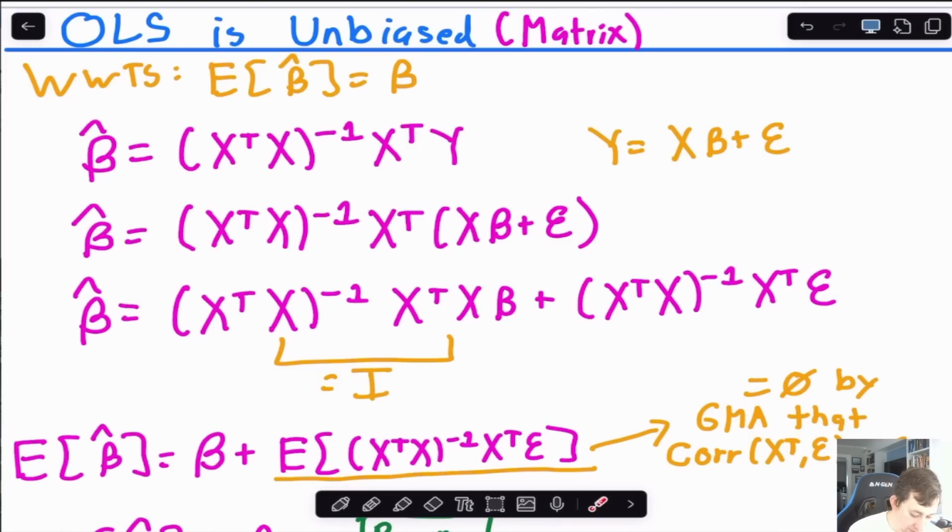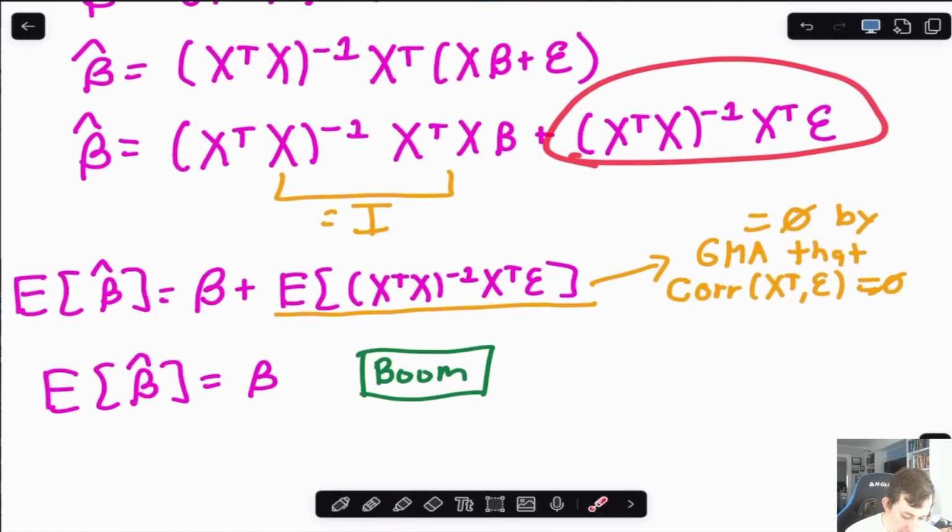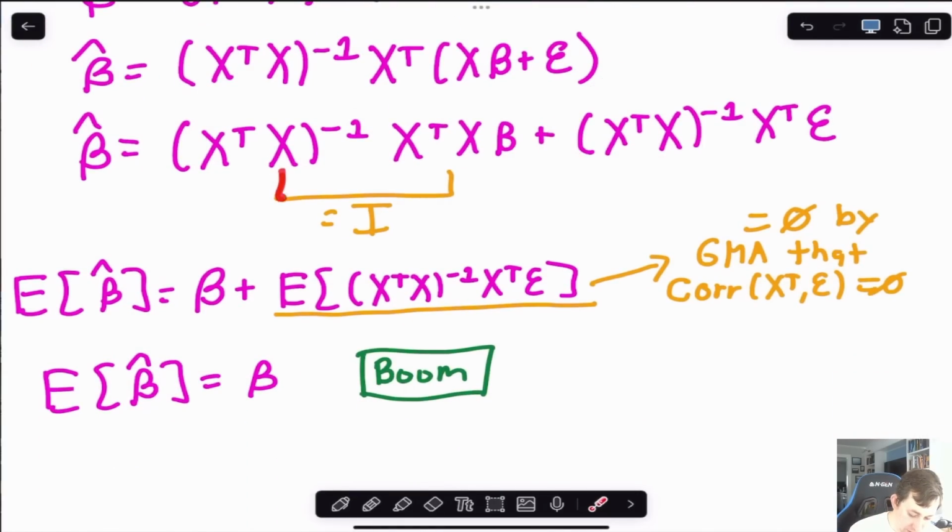Now I'm going to have beta hat. This term is going to be (X transpose X) inverse times X transpose X from this part right here. I know that this inverse times this non-inverse is just the identity matrix I. And then I have (X transpose X) inverse X transpose epsilon, so this part right here. If I cancel this and this becomes an I, this is going to become the true beta. Now I put the expectation on beta hat.